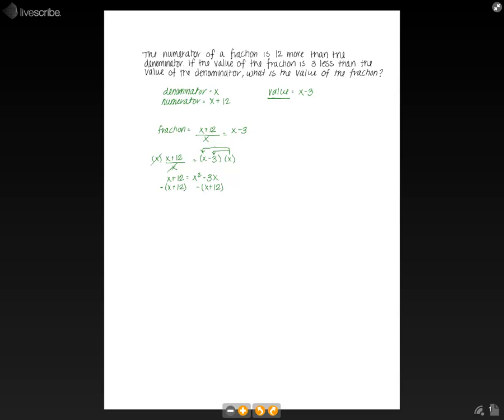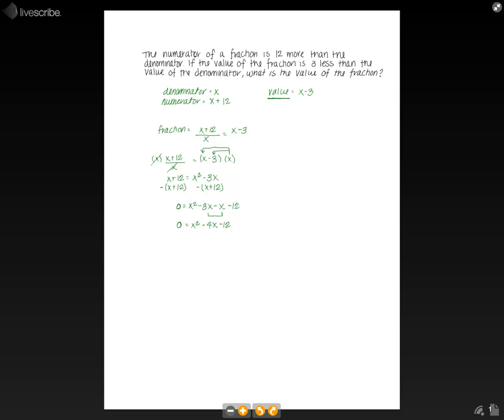Alright, so when we're subtracting a group of things like this, we need to make sure we distribute the negative sign throughout the entire group. So what we end up with is 0 equals x squared minus 3x minus x minus 12. Alright, so from there we can collect like terms. So we have this 3x and this x. So we end up with 0 equals x squared minus 4x minus 12.